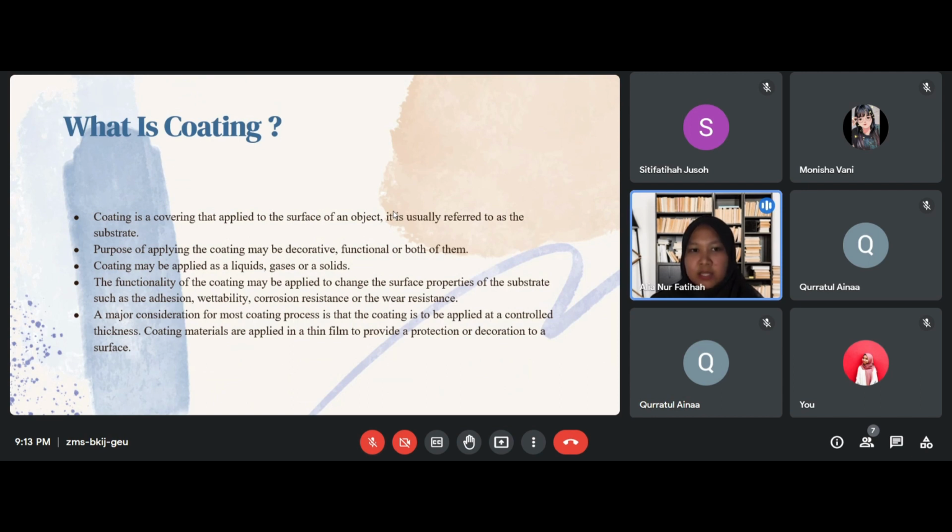The functionality of the coating may be applied to change the surface properties of the substrate, such as adhesion, wettability, corrosion resistance, or wear resistance. A major consideration for most coating processes is that the coating is to be applied at a controlled thickness. Coating materials are applied in a thin film to provide protection or decoration to a surface.